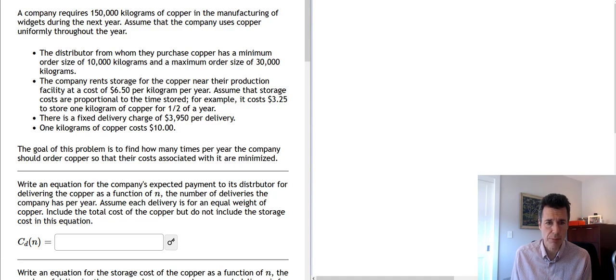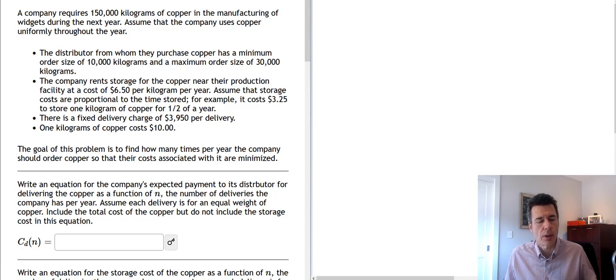Typically, in minimization problems, you have costs, you find critical numbers, and you evaluate using the first or second derivative test to figure out whether those critical numbers are a minimum. Normally, you would choose that critical number, assuming it represents a minimum. Here, we have to be a little bit careful because we have a minimum order size of 10,000 kilograms and a maximum order size of 30,000 kilograms. So that might affect this problem.